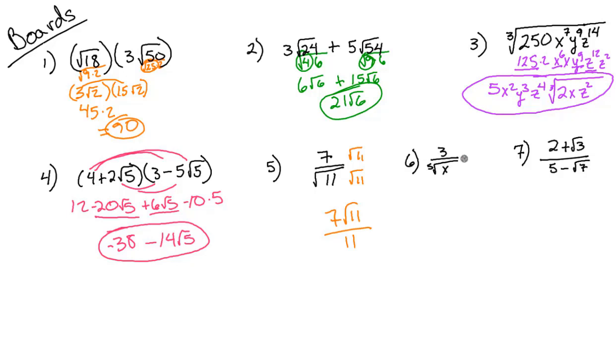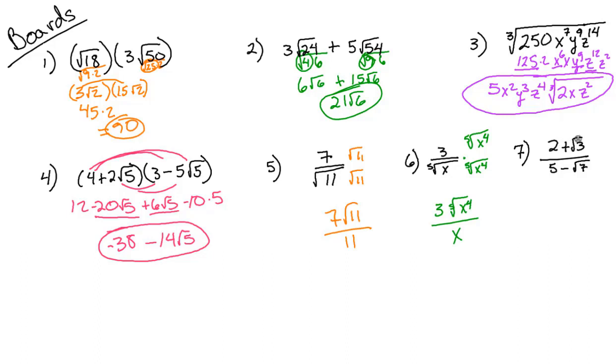3 over the 5th root of x. Now here we've got to get this up to a 5th power so it can escape the 5th root. So we've got to have an x to the 4th. Yeah, we got to have a 5th root of x to the 4th that we times by on top and bottom. So that equals 3 times the 5th root of x to the 4th on the top, and on the bottom we now have the 5th root of x to the 5th. Genius.